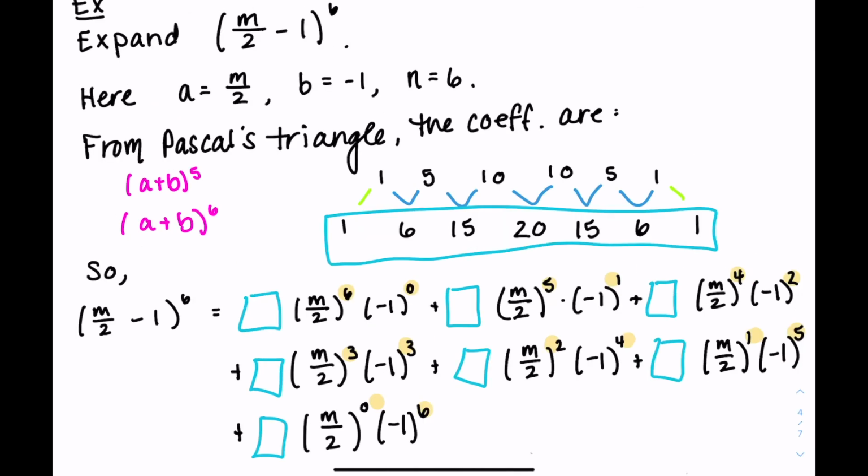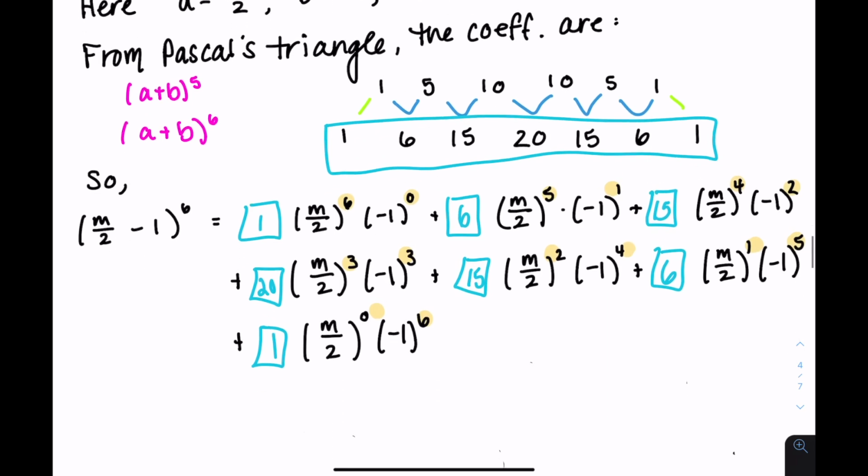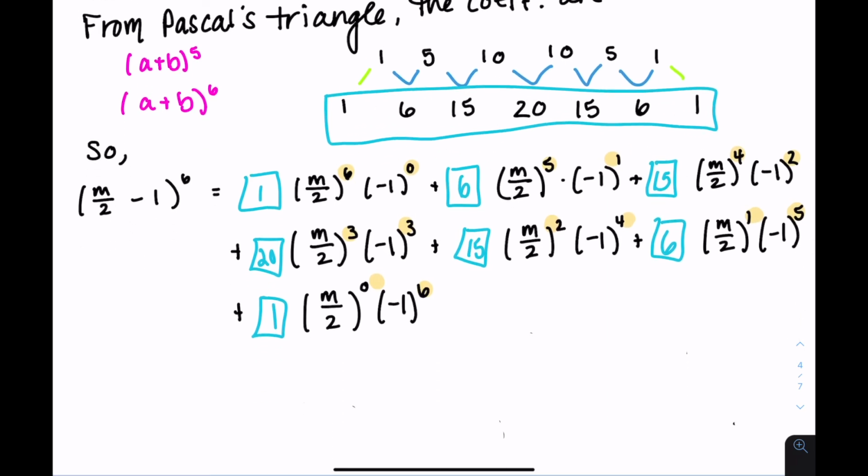Okay? So the coefficients in front just come from Pascal's triangle. So you get 1, 6, 15, 20, 15, 6, and a 1. So then it's a matter of just simplifying each of these things because you've got to take m over 2 to a bunch of powers.